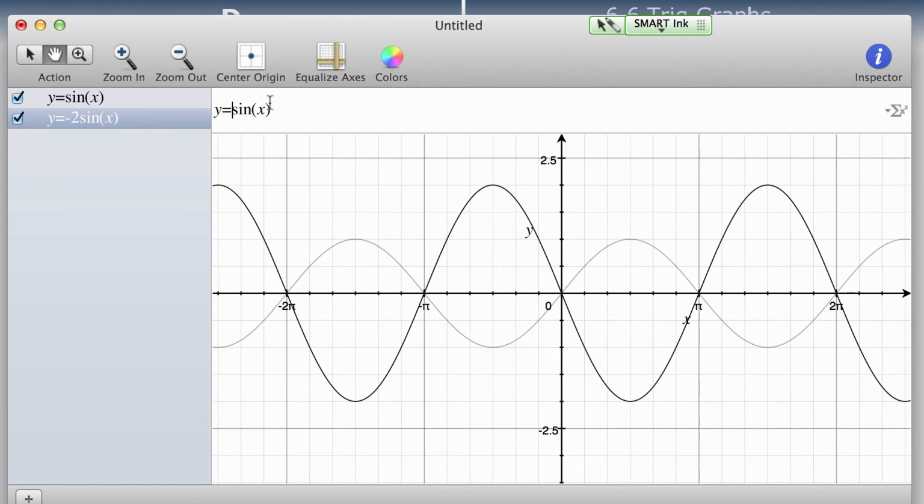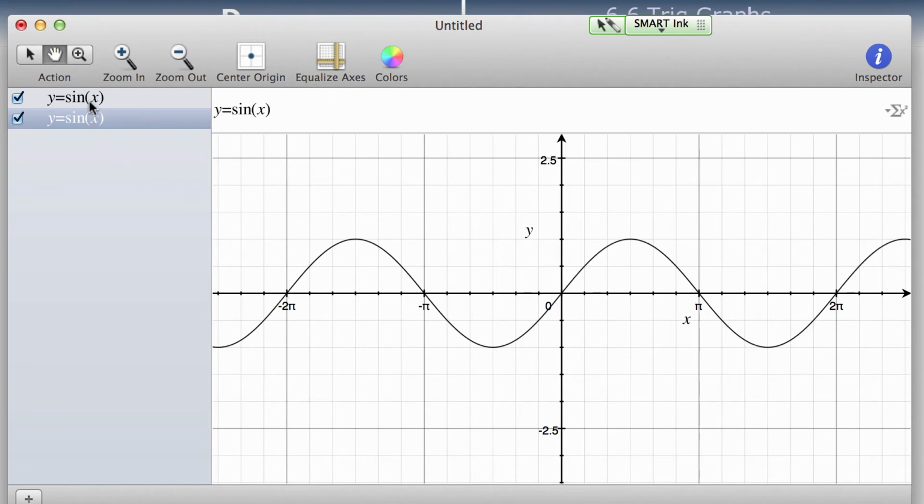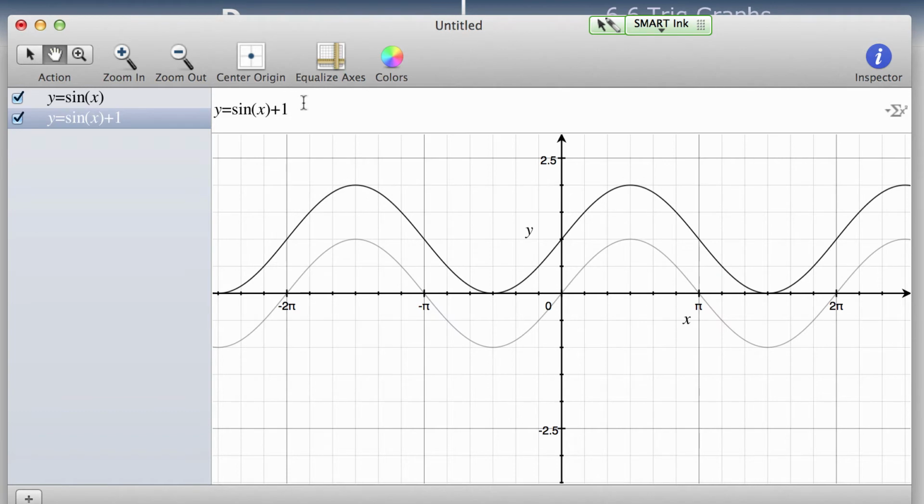Let's just take that back just a sign. So now I've got the same graph just on top of each other. But let's put a number there. So let's put, say, +1. What are you betting it's going to do? Sure enough, it moves up 1.